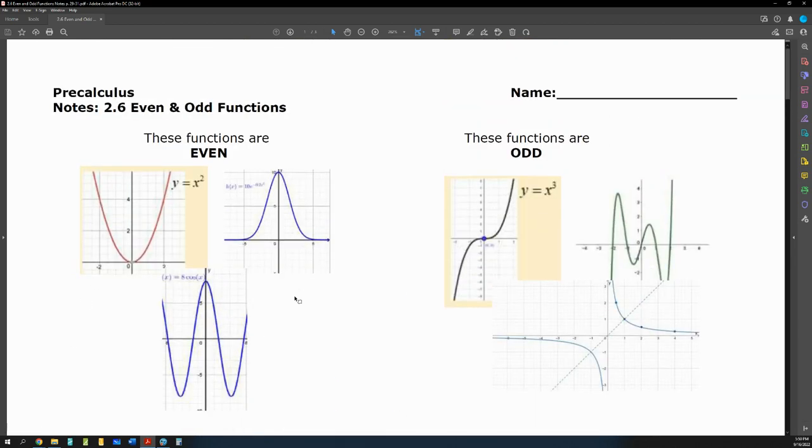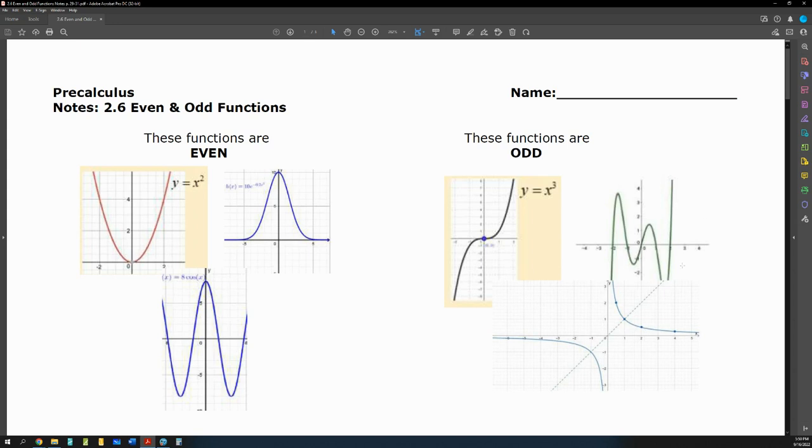So if you take a look at even functions, you might notice that all of these graphs are symmetrical about the y-axis. If you were to draw in a line at x equals 0, the y-axis, then each of the graphs has the same thing on the right-hand side as on the left-hand side, just mirrored.